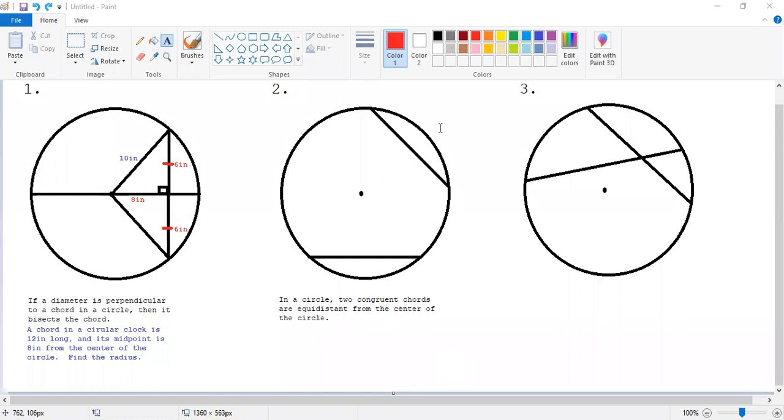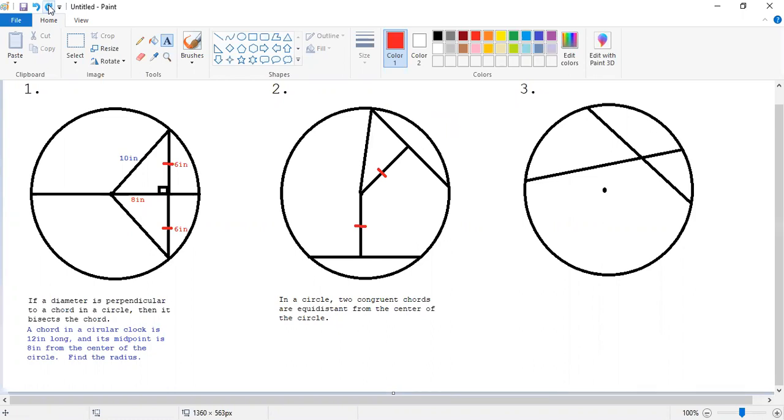Next, we have theorem 2. On the second case, we have two congruent chords. So in a circle, two congruent chords are equidistant from the center of the circle. What that means is that from the center of the circle to the chord, those two distances would be the same.